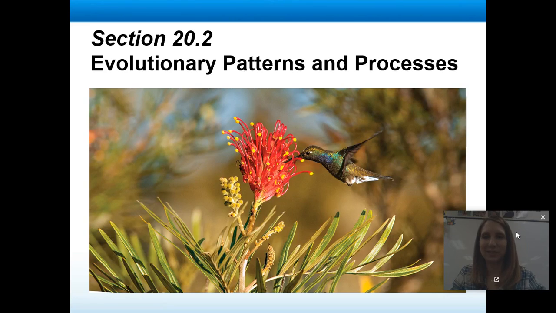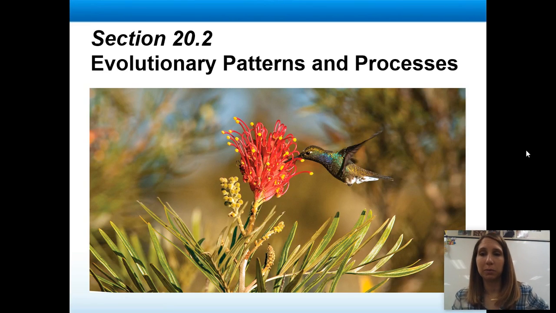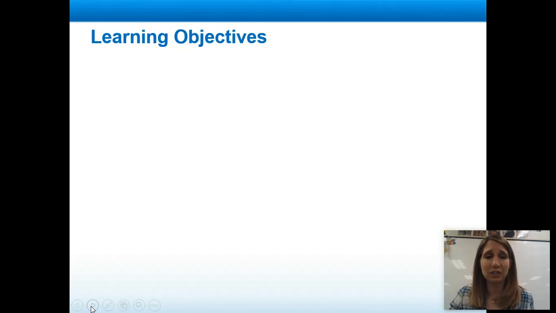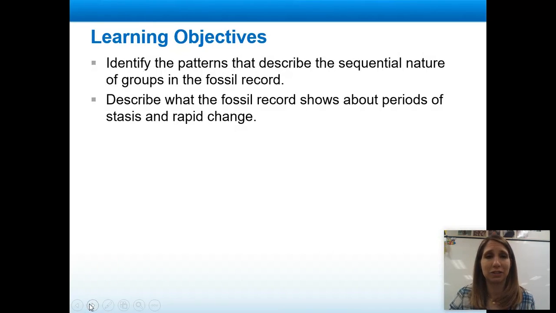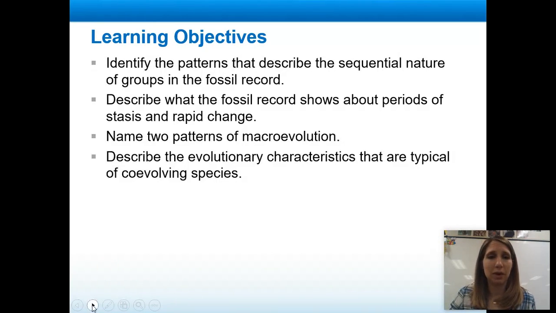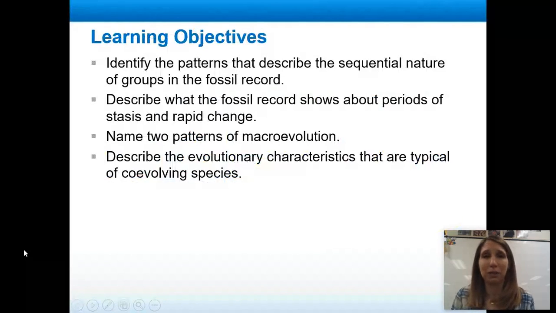Hey everybody. So we are looking at section 20.2 today, which is evolutionary patterns and processes. And so we're going to talk a little bit more about change in species over time as related to things like the fossil record and how we understand that species changed in response to geological events. All right. And as part of that, we're going to look at mass extinctions versus background extinctions, two things that I think you're probably already at least a little familiar with.